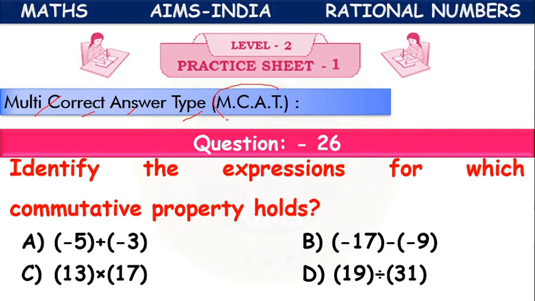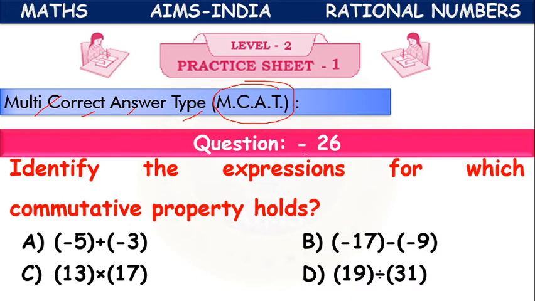MCAT. Each question will have 4 options. We can have one or more answers. For each question, sometimes there may be one answer, there may be 2, 3, 4. Like that we can have any number of answers.